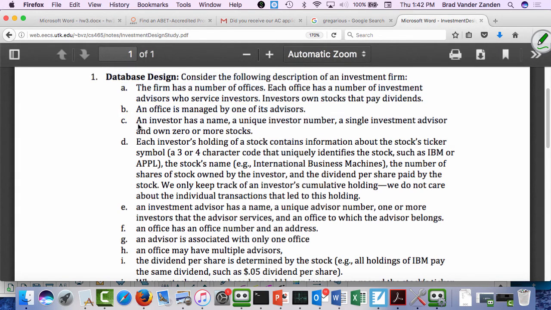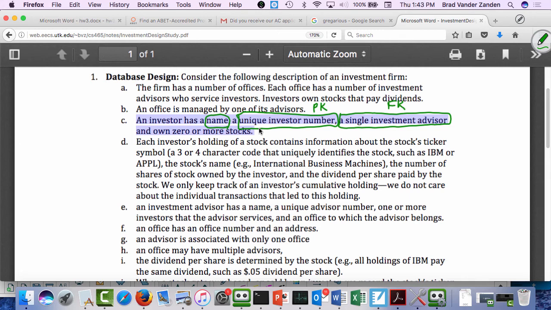Okay, so an investor has a name, a unique investor number, a single investment advisor, and owns 0 or more stocks. Well, this is giving us both information about relationships and attributes. So it's telling us that an investor has as attributes a name and a unique investment number. Should that ring a bell in your head? Unique investment number: primary key. Anytime you see the word unique, that strongly reeks of primary key. Okay, a single investment advisor: foreign key.